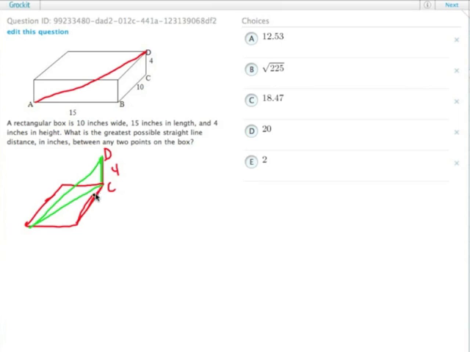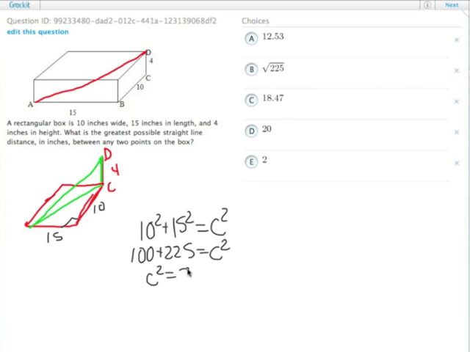We first have to figure out the diagonal of the bottom of the box, and the box is 15 by 10. We can use the Pythagorean theorem to find that hypotenuse because it's a right triangle. Okay, so that means that 10 squared plus 15 squared is going to equal c squared, our hypotenuse. That's 100 plus 225 equals c squared. C squared is going to equal 325. C equals the square root of 325.